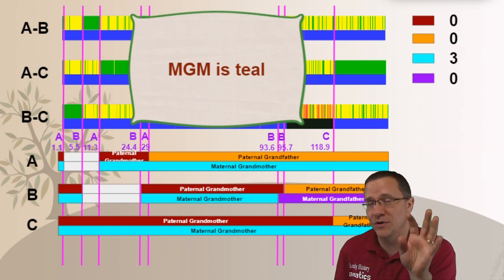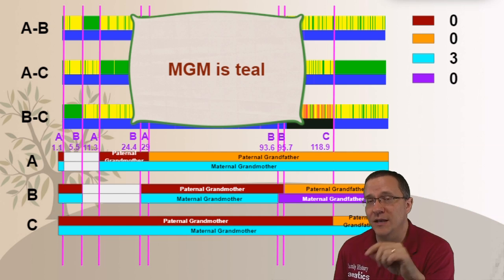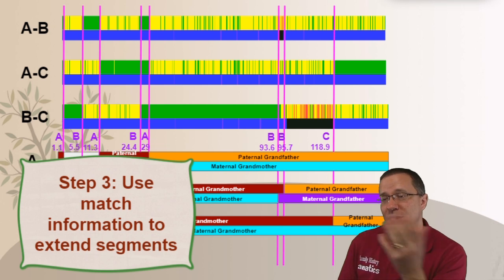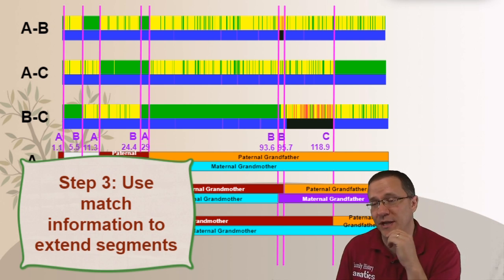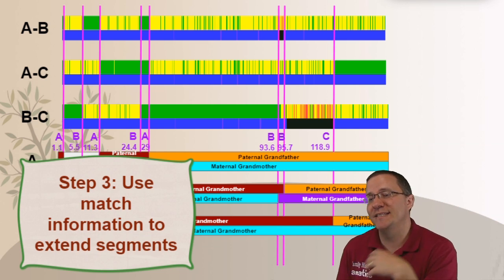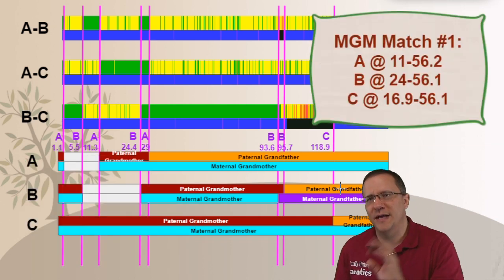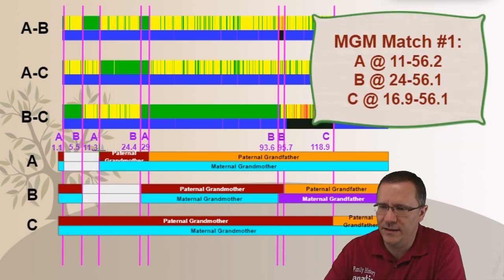Now again, when we get to video 4, we're going to take another look at this and see whether or not it's accurate. But we're ready for the next step, and that is step 3. What we want to do is use that match information to extend some of these segments. Let's go back to match number 1 now. Match number 1 ended right here, and it ended right here, and the other one was actually right in the middle here.